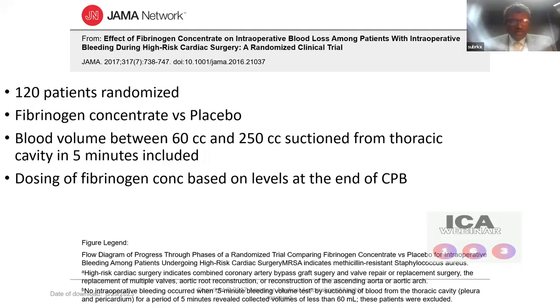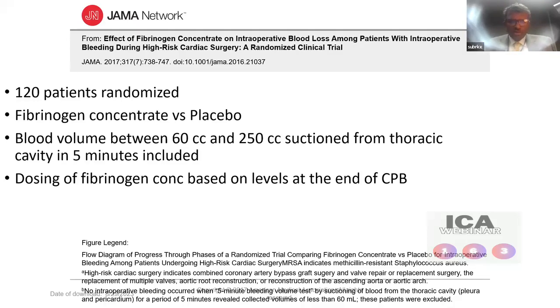What is the inclusion criteria? They looked at a blood volume between 60 cc and 250 cc suctioned from the thoracic cavity in 5 minutes after protamine has been infused. When the blood volume is less than 60, they thought it's not a complex case and you can manage. When the blood volume is more than 250 cc, they think it's surgical bleeding, so they told the surgeon, you can control the surgical bleeding. If it is in between, they thought it is microvascular bleeding, and they randomized to fibrinogen or placebo.